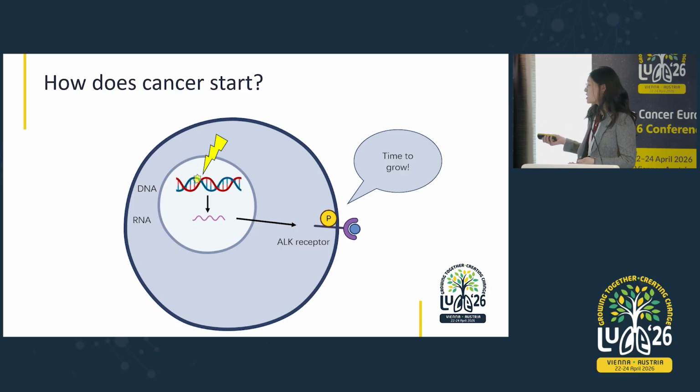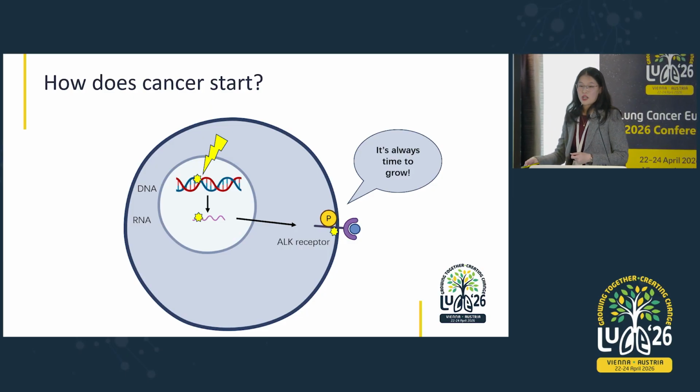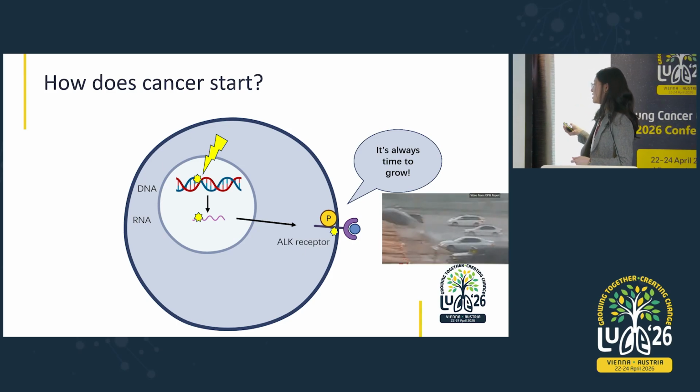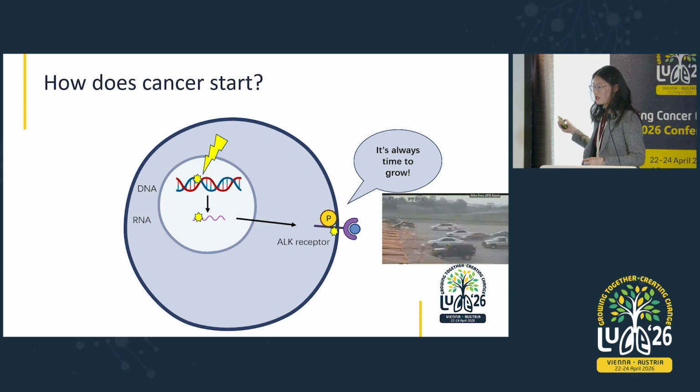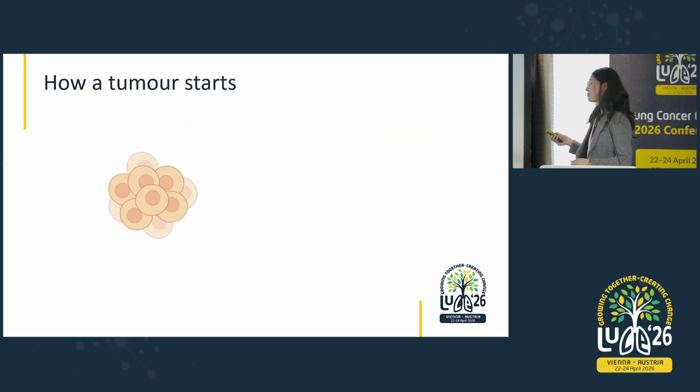You get this mutation in the DNA that gets passed on to your RNA and then to your protein that is now also mutated. And it's mutated in such a way that it's always powered on. So it always has this phosphate group giving it energy. And now it's telling the cell that it's always time to grow. So this is like losing the brakes on your car, or if your foot is always on the gas pedal, and now your car is just speeding through the toll gates, and there are no checks on it, and it's just growing and growing and growing.